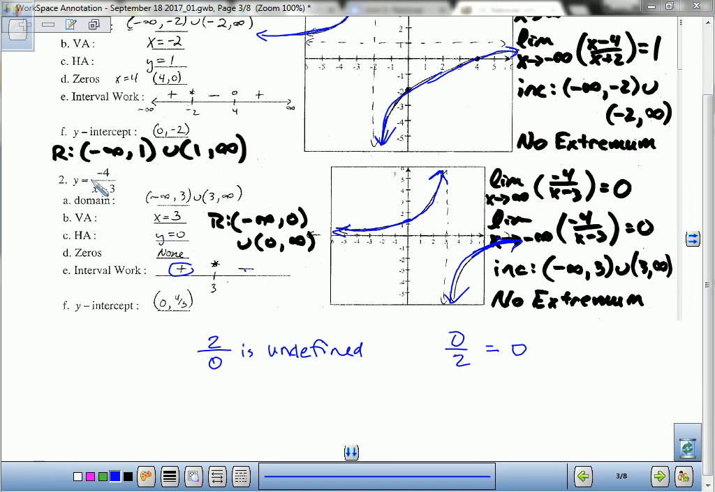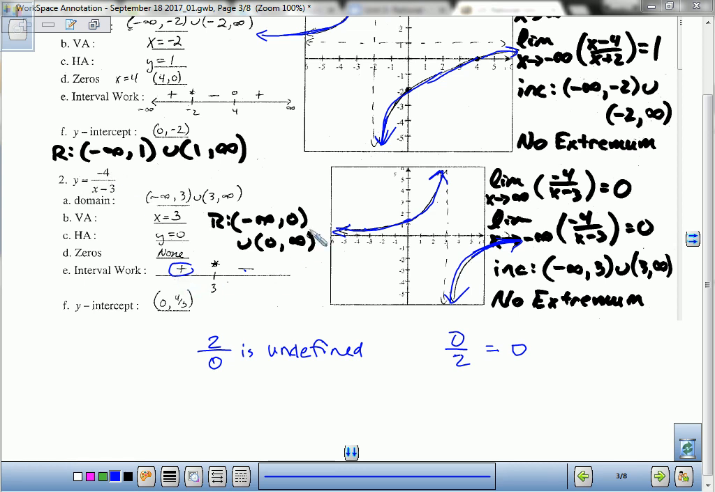And the same thing happened with number 2. We found that excluded value of x equals 3. So our domain was from negative infinity to 3, union 3 to infinity. That excluded value is my vertical asymptote, x equals 3. So we have this vertical asymptote here. Because the degree of the numerator is less than the degree of the denominator, we have a horizontal asymptote of y equals 0. And we have no zeros here, because there's no way to set the numerator equal to 0.